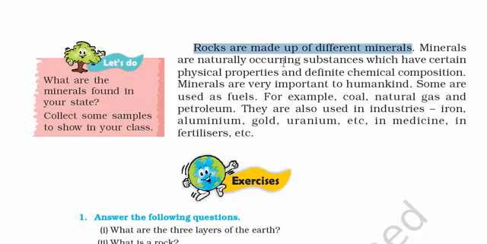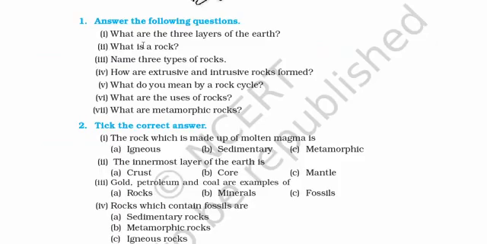And minerals are naturally occurring substances which have certain physical properties and chemical composition. Minerals are very important to humankind. Some are used as fuels, for example coal, natural gas and petroleum. They are also used in industries, iron, aluminium, gold, uranium, etc. With this we have come to an end of chapter 2 of class 7th NCERT. So let's answer some questions and see where we stand.